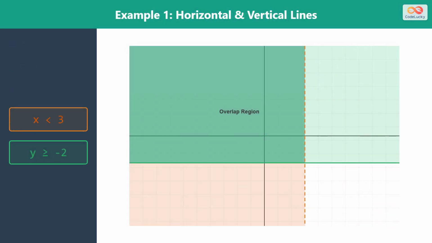Let's try a simple example with horizontal and vertical lines. Here we have x is less than 3, and y is greater than or equal to -2. We shade to the left of the vertical line at 3 and above the horizontal line at -2. The solution is the rectangular region in the top left where these two shaded areas intersect.